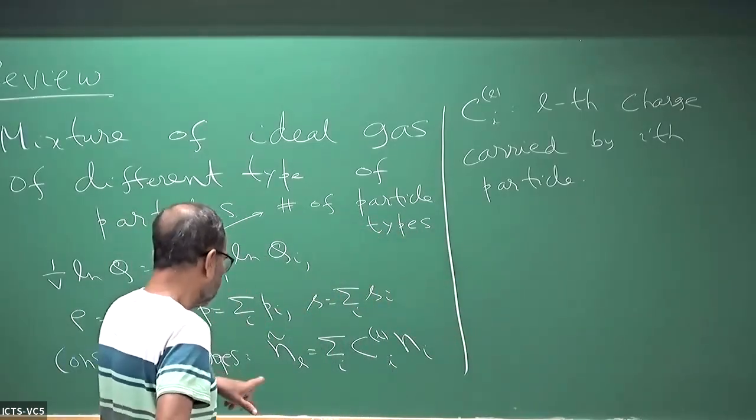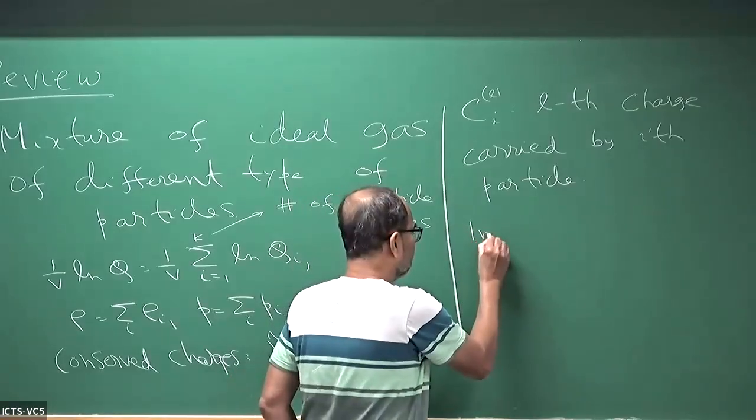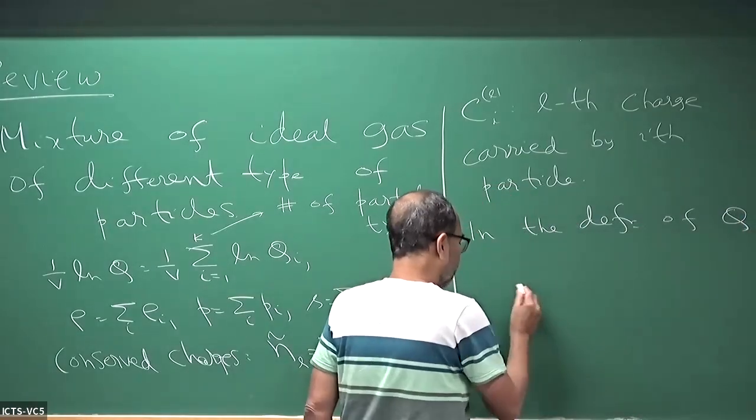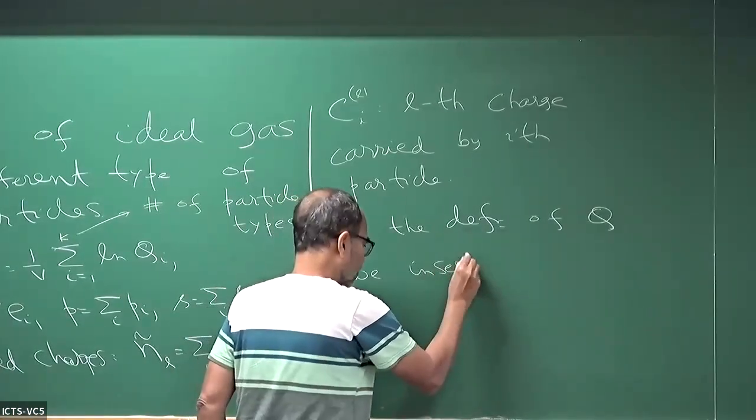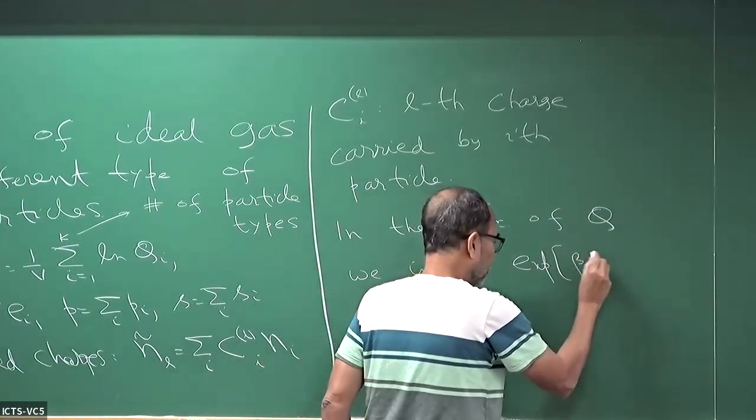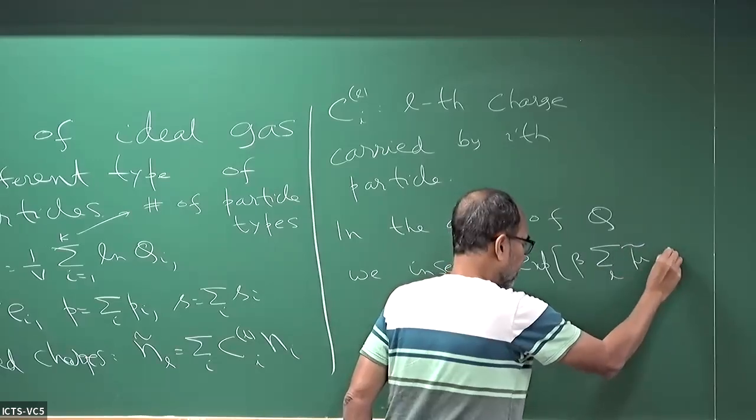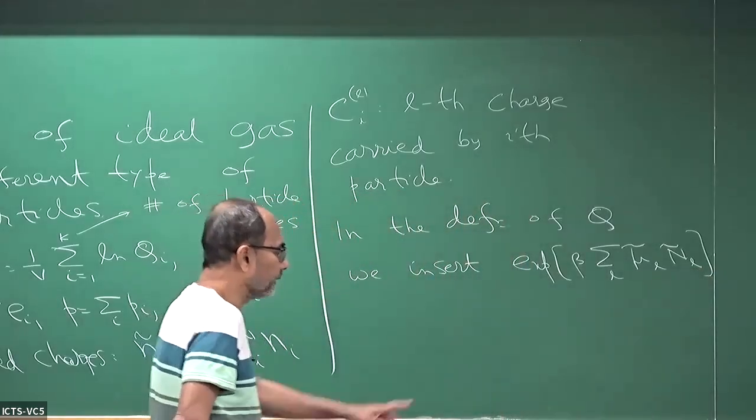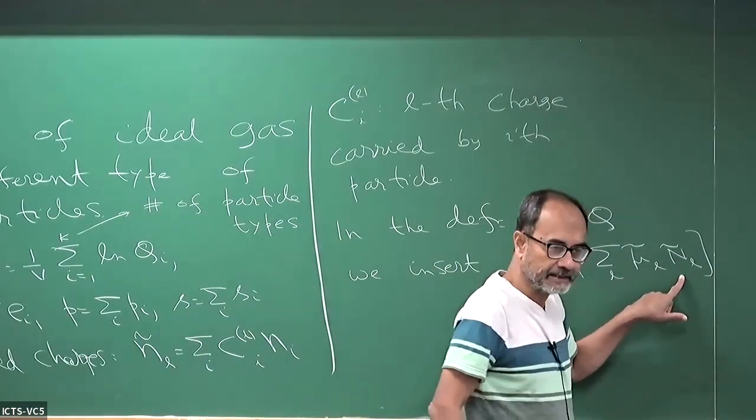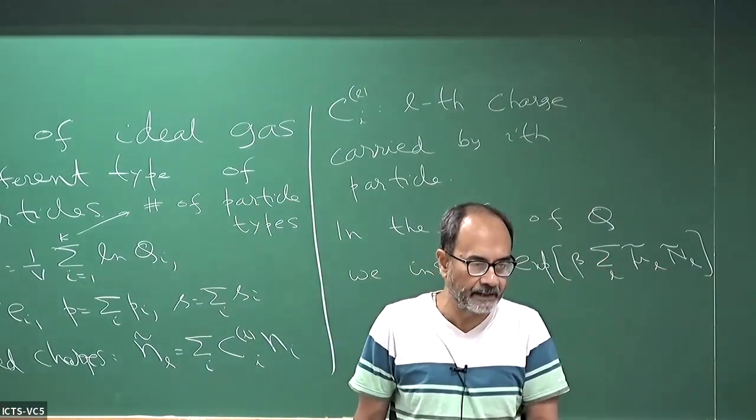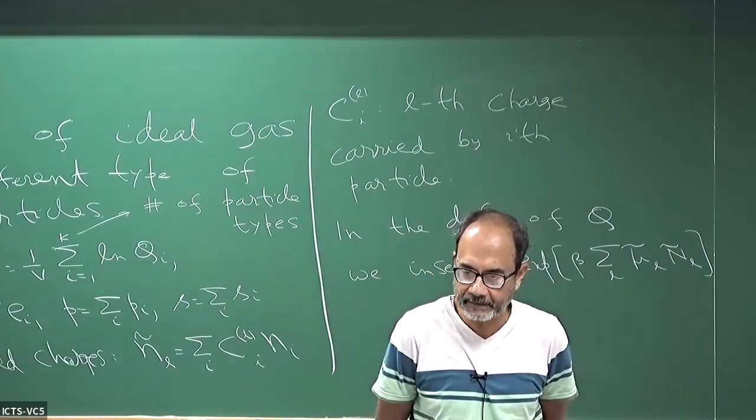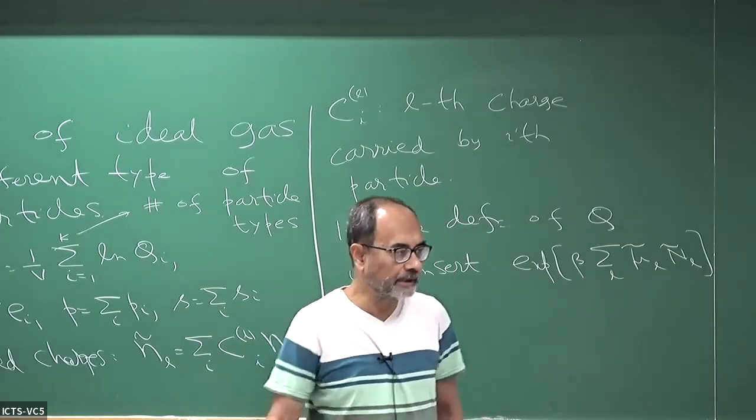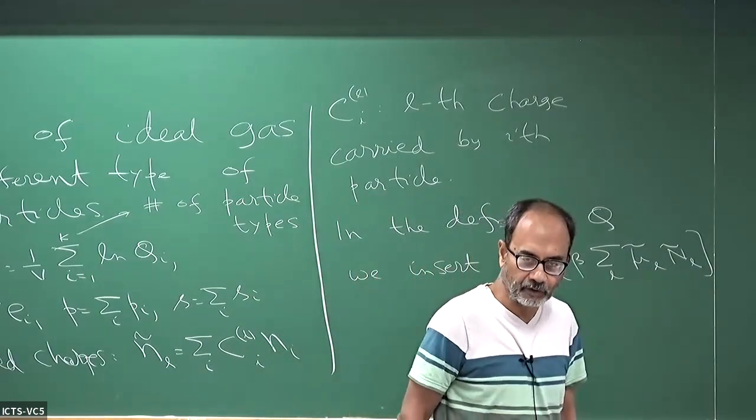Okay, then we said that if we have conserved charges like this, then in the definition of Q, we insert exponential beta sum over L mu tilde L N L n tilde L, where these are the chemical potentials for conserved charges. In other words, you don't introduce a chemical potential for every particle type, which is what we are doing in the grand canonical ensemble to begin with, but you introduce a chemical potential for every conserved charge, because a proton can get converted to a neutron and vice versa, subject to various conservation laws.